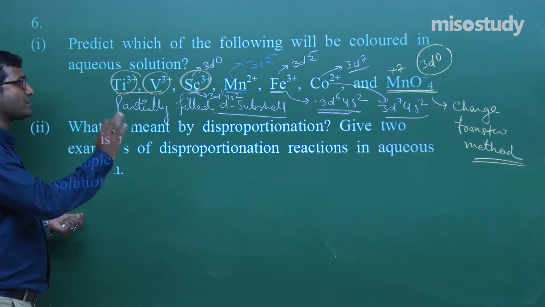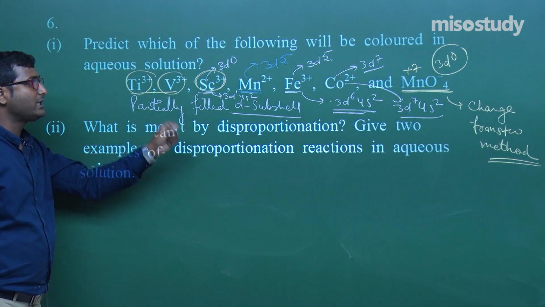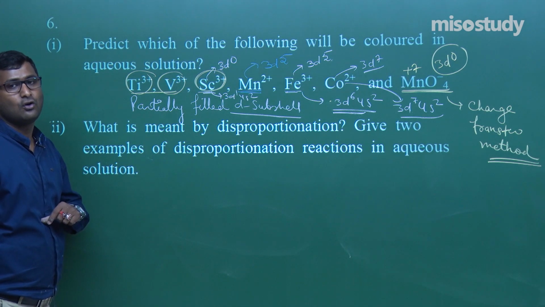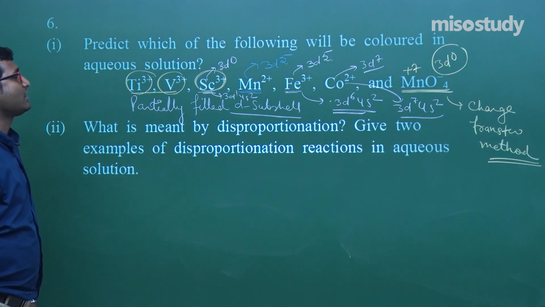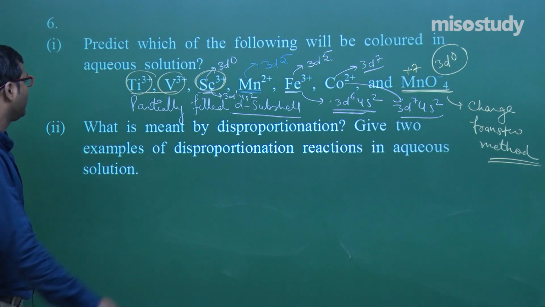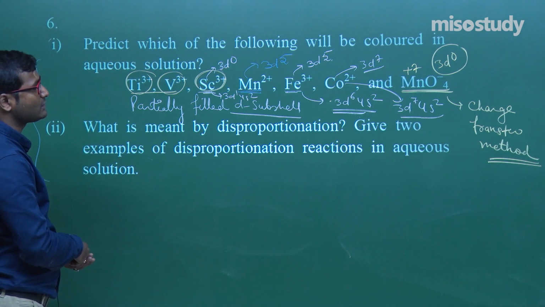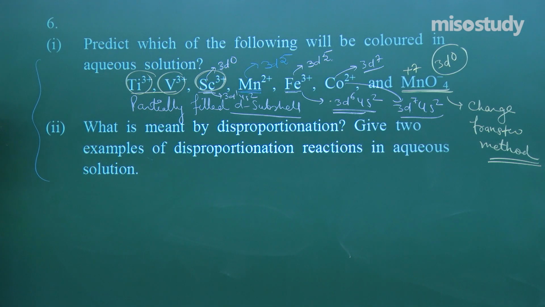It is very easy: check whether they have a partially filled d subshell or not. If they have a partially filled d subshell, then they are colored. If they do not, then they are not colored. In case of MnO4 minus, it is colored due to charge transfer, my friend. Clear? This is what you can check for every one: Mn2+, Fe3+, cobalt, MnO4 minus, scandium 3+, vanadium, titanium.